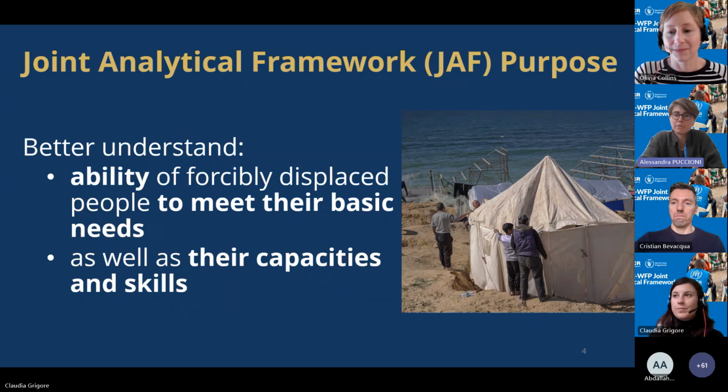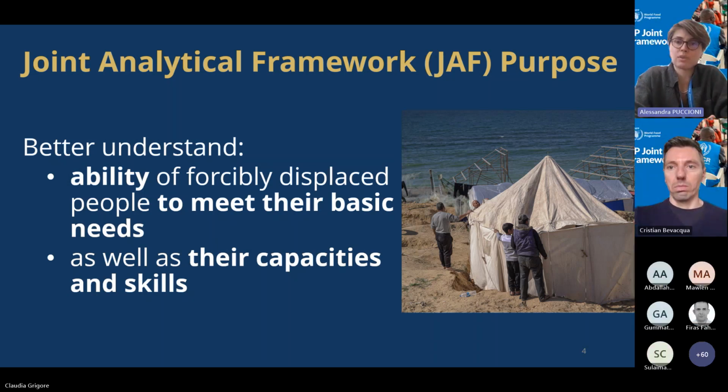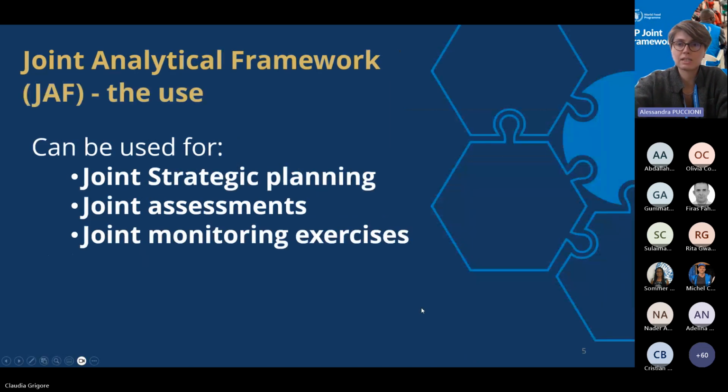Thank you very much, Olivia, and good morning and good afternoon to everyone. So before deep diving into the livelihood add-on module of the JAF, I would like to take a step back and give you a quick overview of the Joint Analytical Framework, as the livelihood add-on module is included in the JAF. It has 2 main purposes: having a better understanding of the ability of forcibly displaced people to meet their basic needs, while at the same time capturing their capacity and technical skills. Next slide, please. How we use the JAF. We use it for joint strategic planning, joint assessment, and joint monitoring exercises run by the 2 agencies, UNHCR and WFP, in country offices where they are both present.